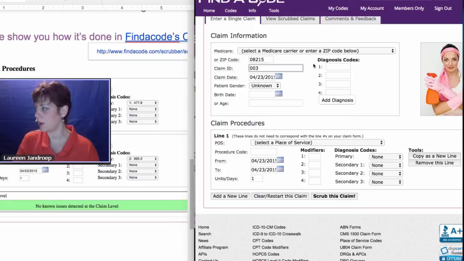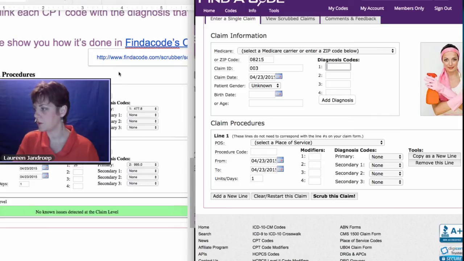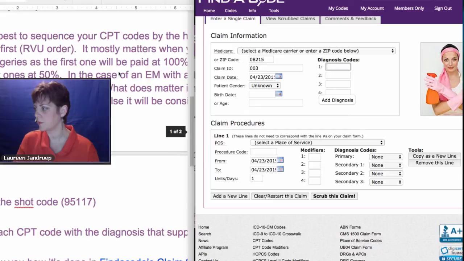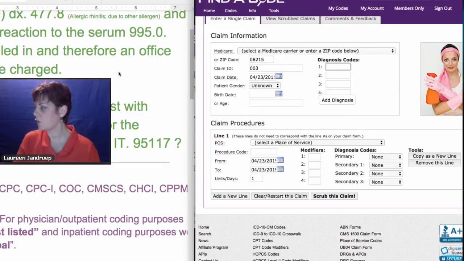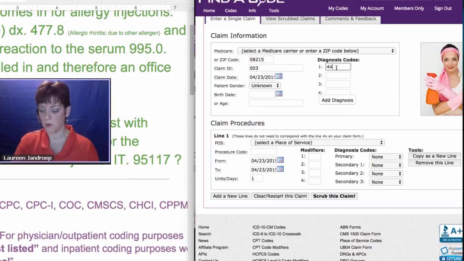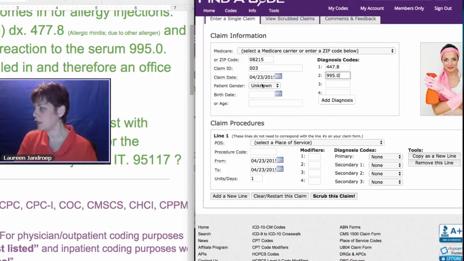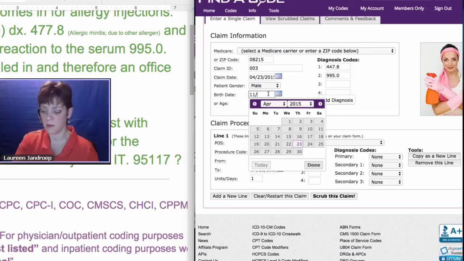I'll just put 003. And this is where you put your diagnosis codes. In our example, what are our two codes here? 447.8, which is the allergic rhinitis, and 995.0. The questioner actually gave me 995.49, but it didn't come up as a valid code, so I used 995.0 for illustration purposes. The date, patient's gender, we'll make a male. Pick a date.